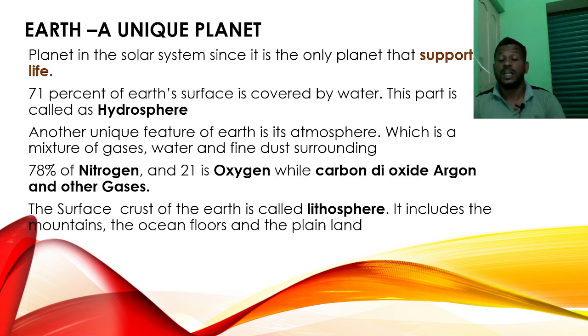The surface crust of the earth is known as the lithosphere. Litho means land, and sphere means area. The land includes the mountains, ocean floors, beaches, the edges, islands present in the oceans, and plain land. It means the upper crust or upper layer of the earth where life propagates is known as the lithosphere. Okay.